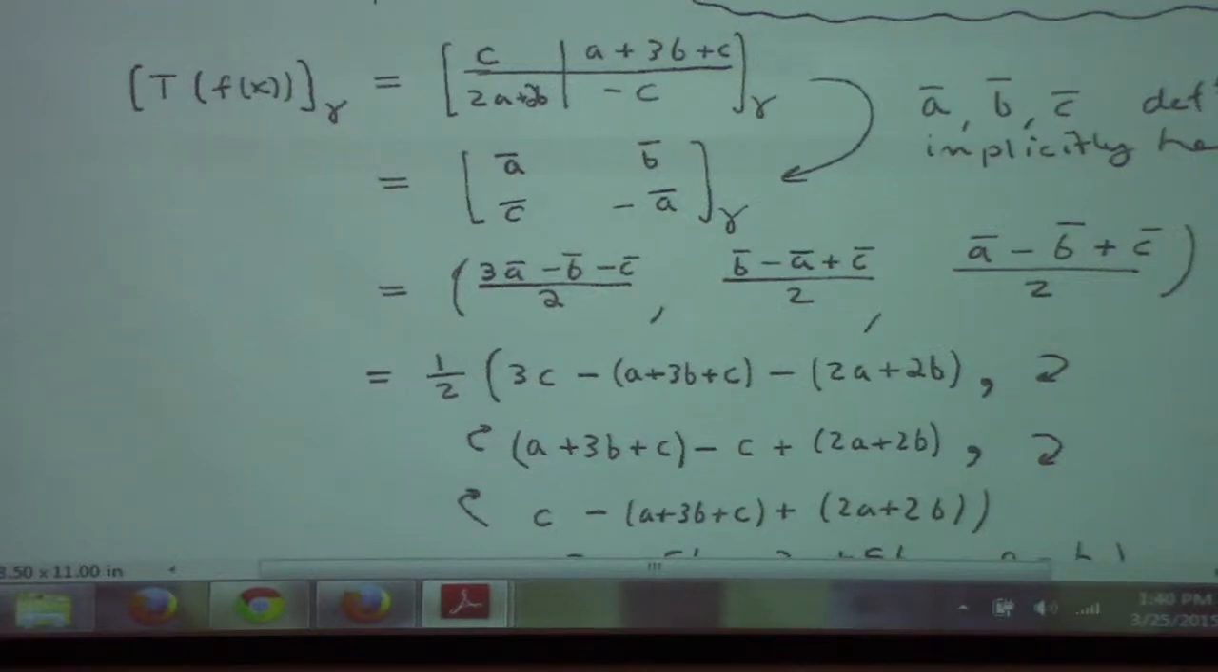So gamma, right? So we know that this thing is ABC, right? And this thing is, well, it's complicated. All right? But we already figured out the gamma coordinate map with the previous problem.